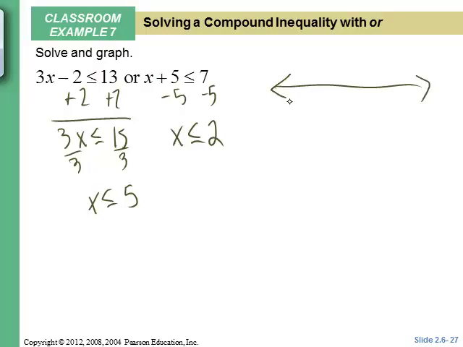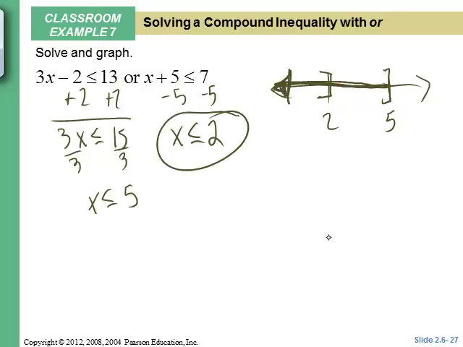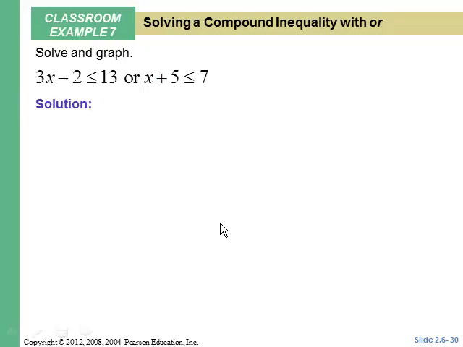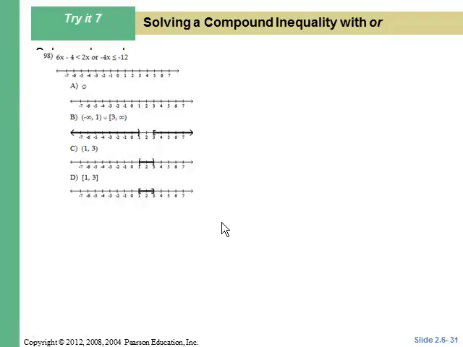So our critical values are at 2 and 5. And in both cases it's less than. Since it has to be in either set, we actually don't need this second one because all of them are in the first one. And so we could have negative infinity, comma, 5 bracket. And that would solve that compound inequality. Okay? So you try this one.